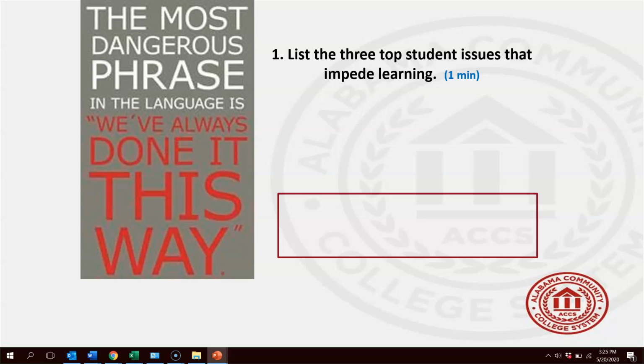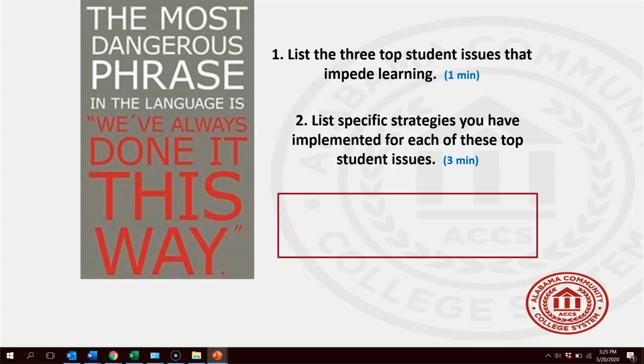If we listed the top 3 issues that impede learning, you did that to yourself, the top 3. The next thing you should be able to do is list specific, intentional strategies that you've implemented for each of these issues, since they're top issues especially. I can remember the first time we had a department meeting about 20 years ago when we were listing student problems. I was on the board writing. And I remember the first one was attendance. The second one was writing, and I really can't remember the rest of them, but I remember the first one was attendance, because after we got the list on the board, we went back to the first one.